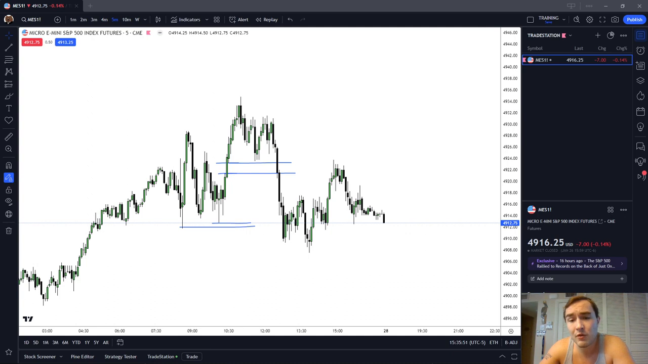And remember to be looking at the relative position of current market price to fair value gaps.